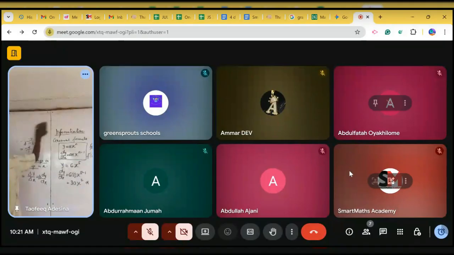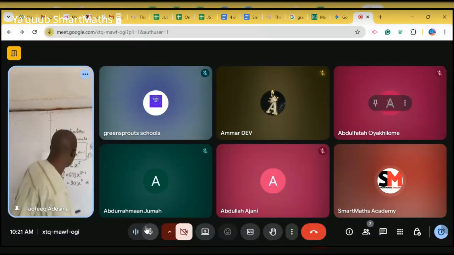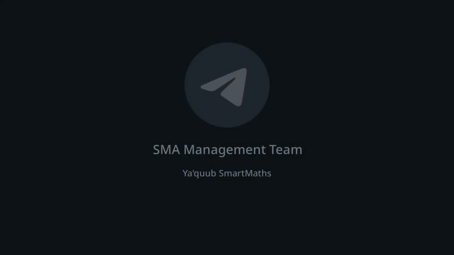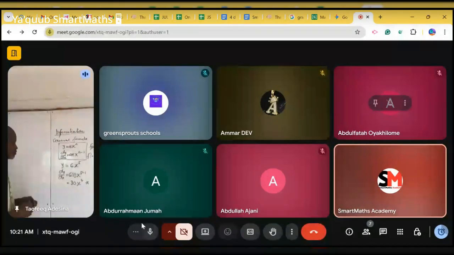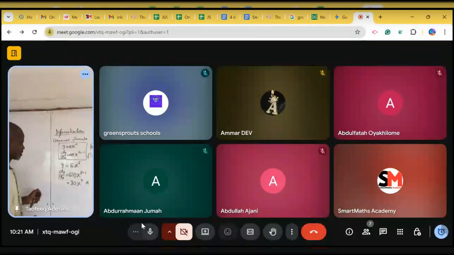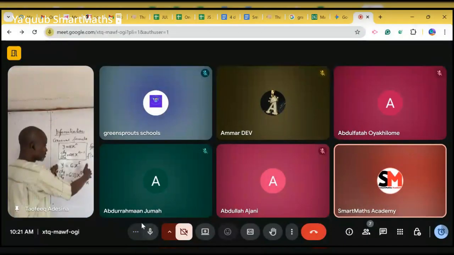Let's talk about the negative. Hello, Mr. Adesina. Hello, sir. I'm with you. This part of the board is not showing. This one? That one is showing, where you write f of x. Yes, exactly. Okay.